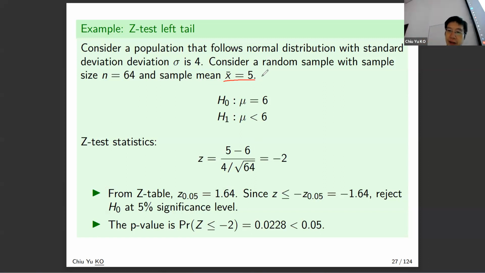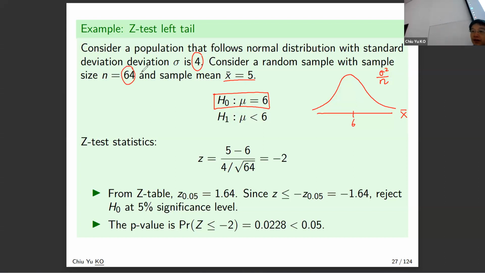What we know about this is, under this now, 6 is here. It's a bell curve. And how big is the bell? It depends on sigma squared over n, so it depends on sample size. And we know sigma is 4, and n is 64. So this is what we know from the question.